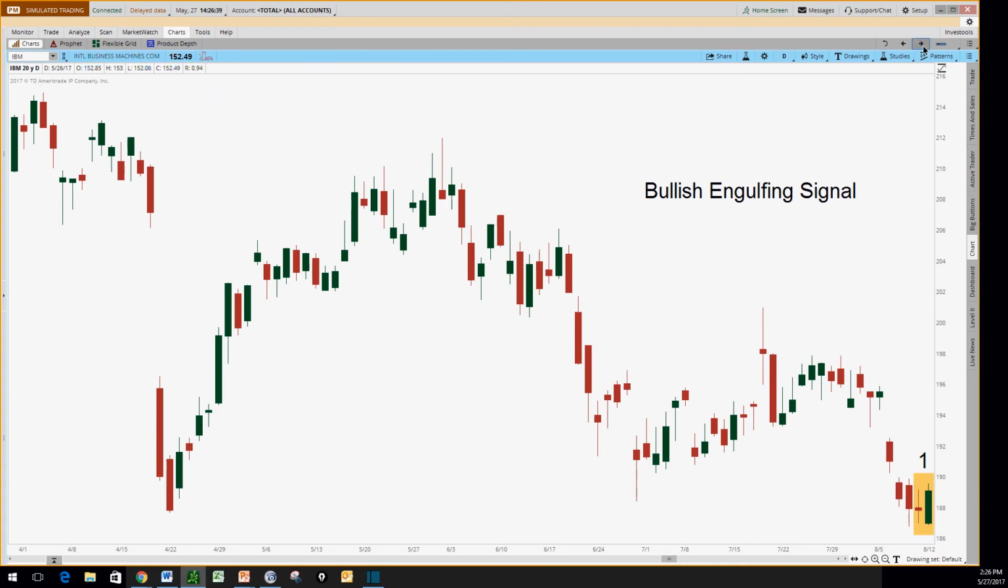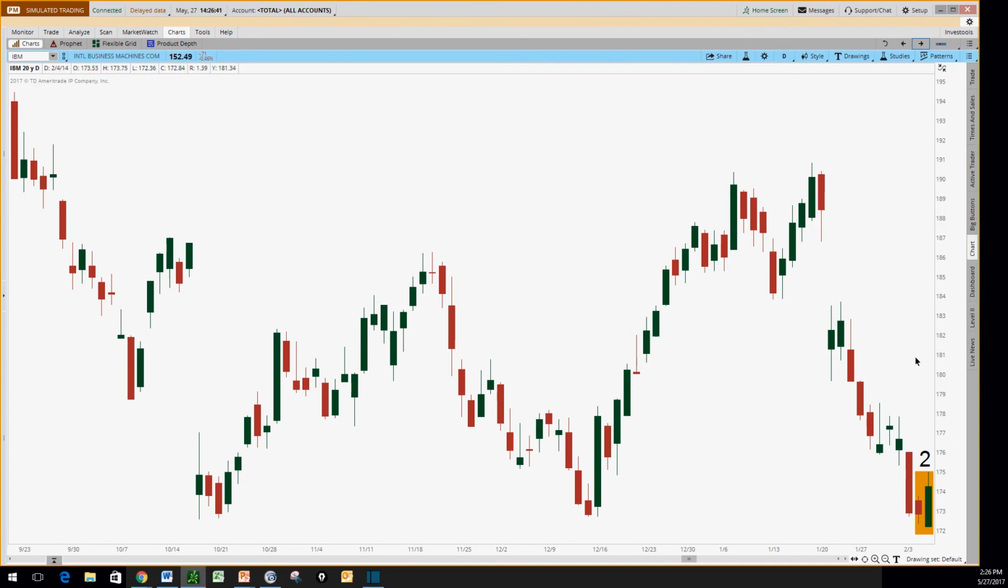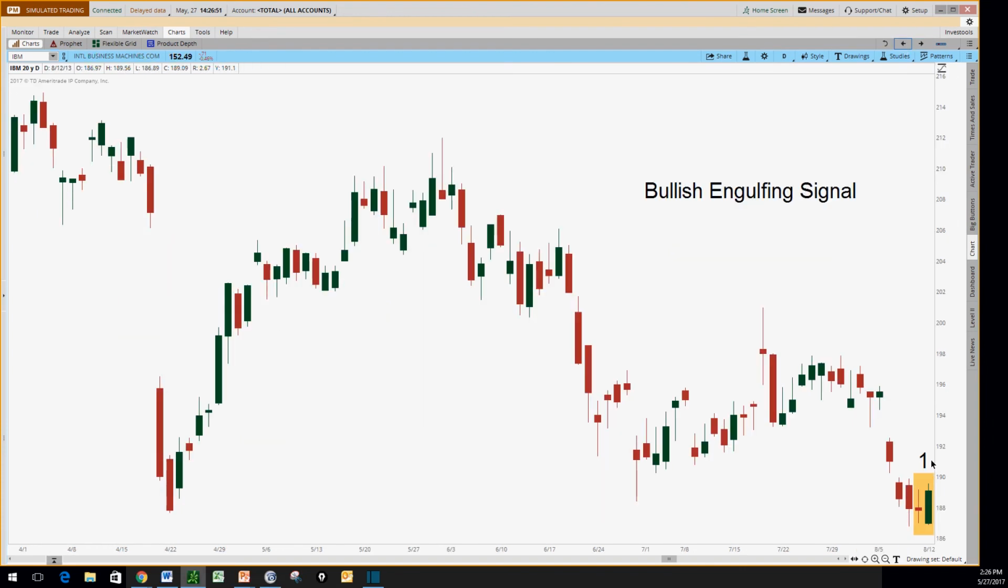Now let me take you to another one. This is the same chart of IBM, forming another bullish engulfing signal. So what is the difference between number 2, which is also a bullish engulfing signal, versus number 1? One of them, I will tell you right now, worked, and the other one did not. Without even knowing what took place, I can tell you what the difference is.